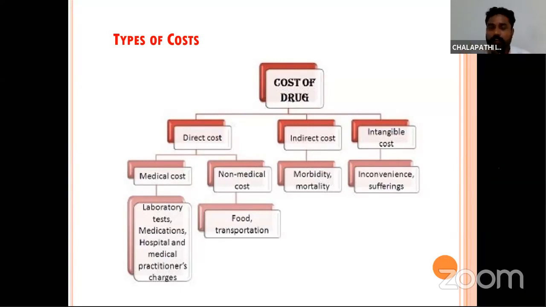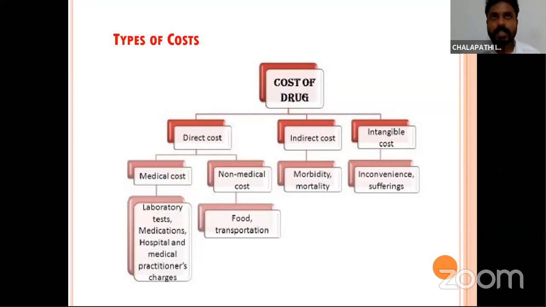And this direct cost is again divided into direct medical cost and direct non-medical cost. So basically three: direct cost, indirect cost, and intangible cost. And direct cost is again divided into direct medical cost and direct non-medical cost.